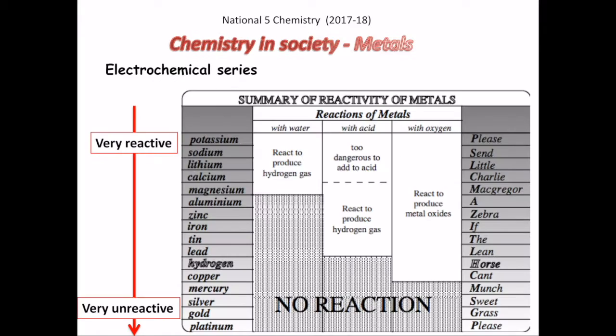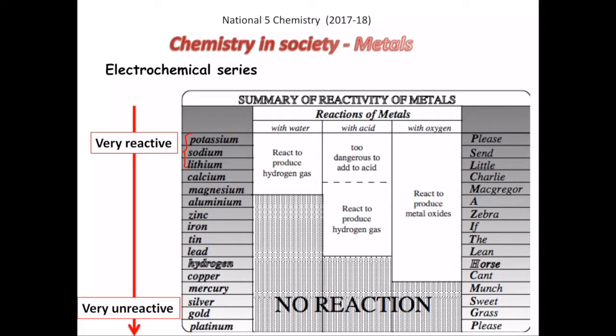First we'll look into the reactivity table of all the metals. You can see that on the extreme left hand side in the table is a list of metals which starts with potassium and goes down to platinum. Potassium is the most reactive metal of all the metals in this series, and platinum is the least reactive metal in the series.